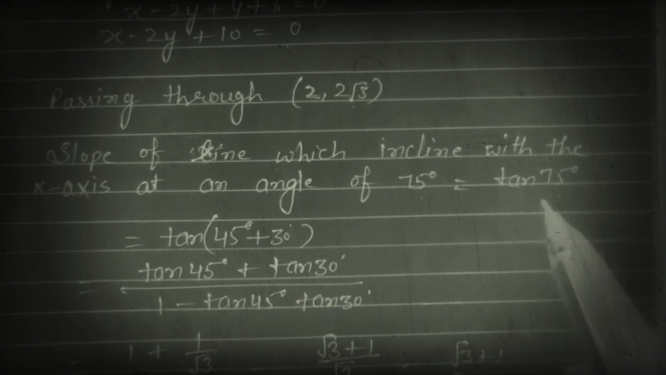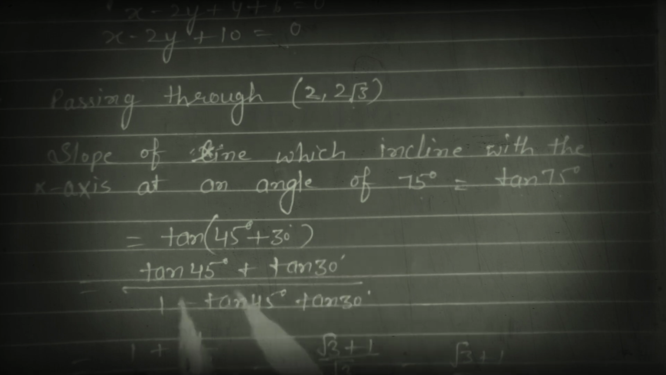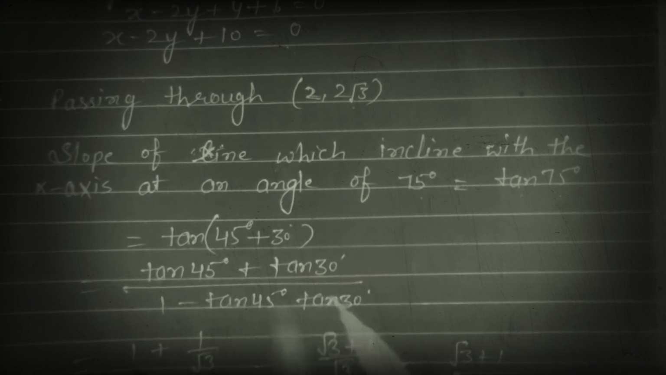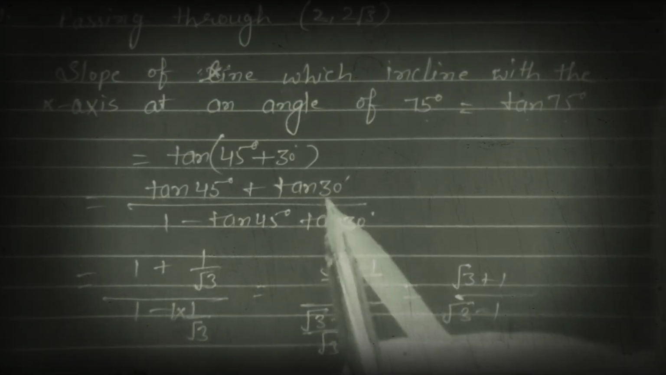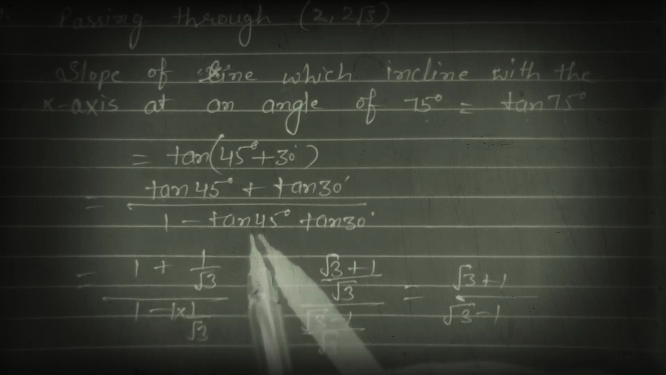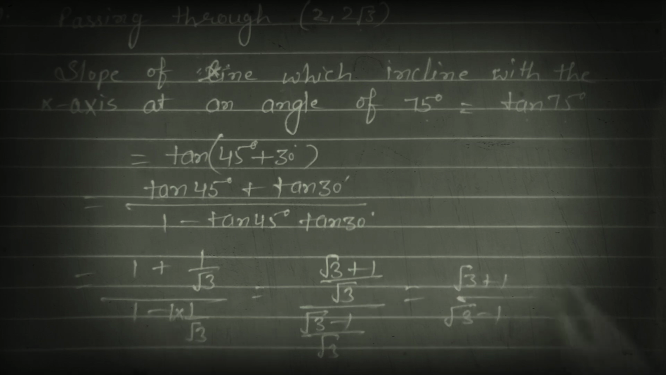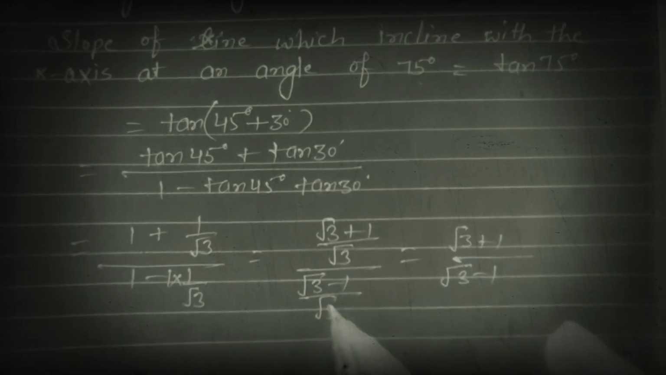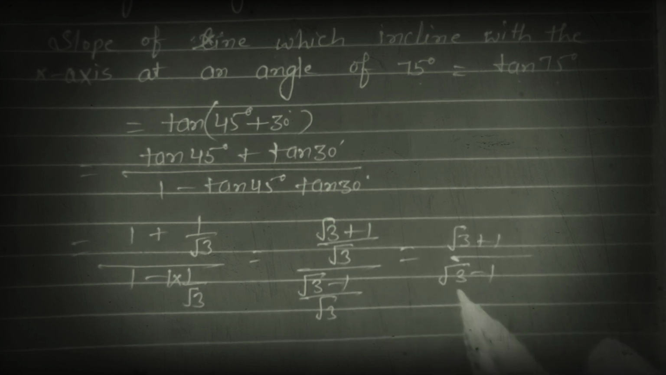We can find tan 75 by using the formula for tan a plus b. Tan 75 we can write as tan 45 plus 30. So tan a plus tan b upon 1 minus tan a tan b. We can use this formula here. Tan 45 is 1. Tan 30 is 1 by root 3. After taking LCM and solving this, we will get root 3 plus 1 upon root 3 minus 1. This is the slope of the line.